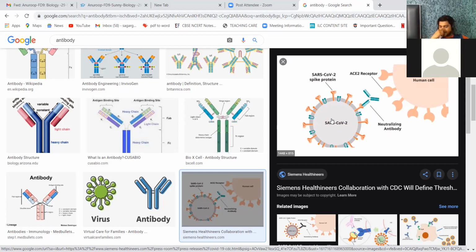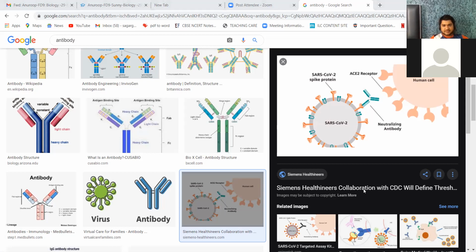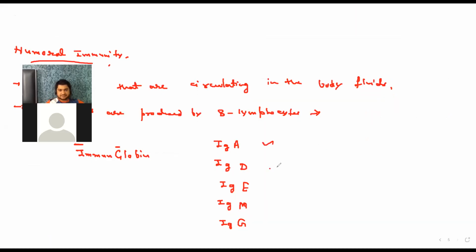Antibodies: IgA, IgD, IgG, IgM. I told you, like five. Yeah, five. Can you just see that? You have to remember these names. IgA, IgD, IgE, IgM, IgG. The most common one is IgG.